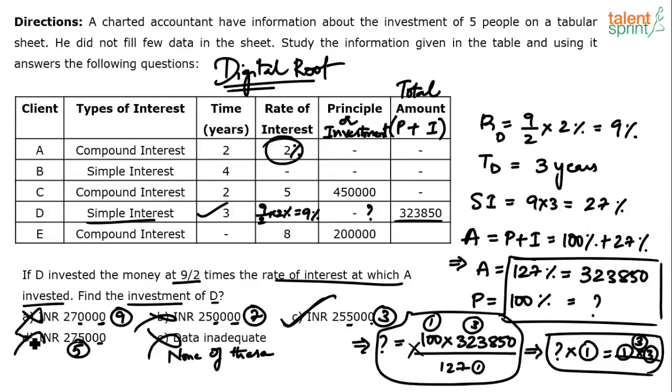Definitely A, B, and D are wrong. It can be C or it can be E. So there you have to take a little bit of chance. If you're not ready to take that chance, then do the complete calculation. Then do the precise calculation: 100 into 323850 divided by 127. The choice is yours. Okay. Let's go for the next one.